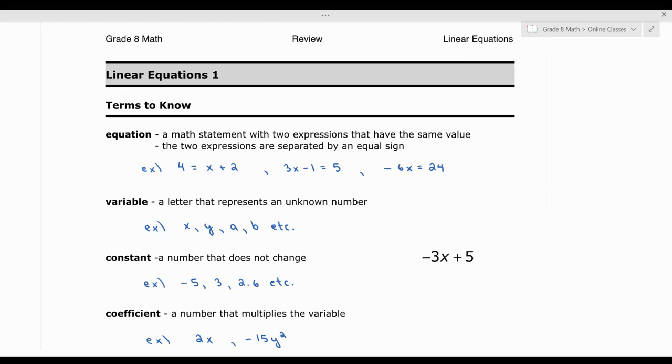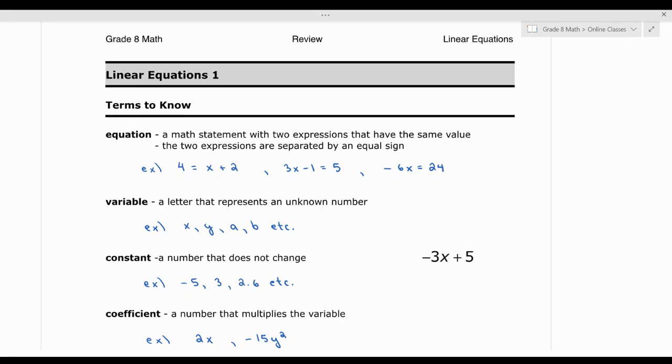The next topic we're going to look at is linear equations. So you'll notice to begin with, there's quite a few terms that you want to be familiar with. So the first one, what is an equation? We say an equation is a math statement with two expressions that have the same value, and the two expressions have to be separated by an equal sign. So you'll notice there's three examples already listed.